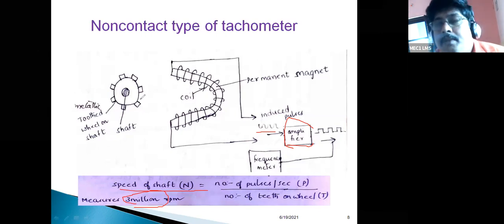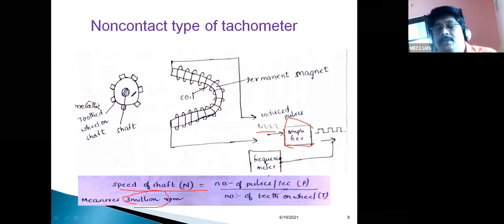So again, I'm repeating. See here, we are mounting a metallic toothed wheel on the shaft at one end, and the coil is wound around a permanent magnet. We have to bring it nearer to the metallic toothed wheel, and then the shaft rotates. This toothed wheel also rotates.